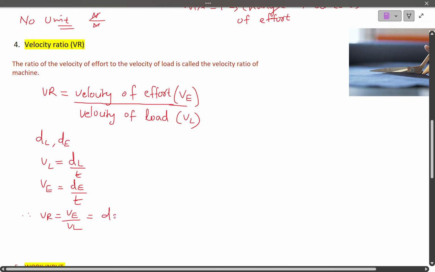VE is dE by t divided by VL, which is dL by t. As dL by t is in the denominator, we can take the reciprocal and multiply. Therefore, dE by t into t by dL. Both t get cancelled. Therefore, velocity ratio VR equals dE by dL. Once again, we can write VR equals dE by dL.